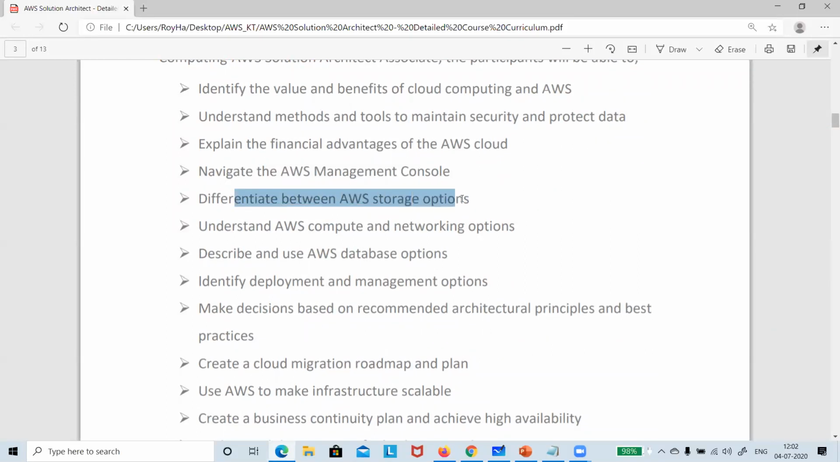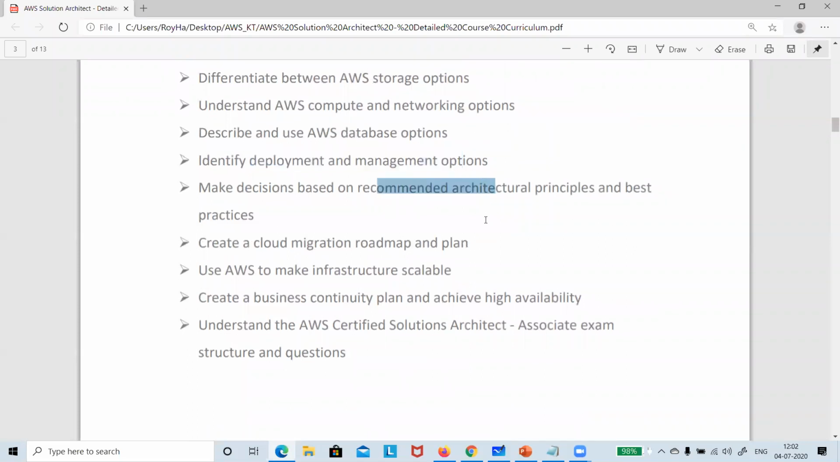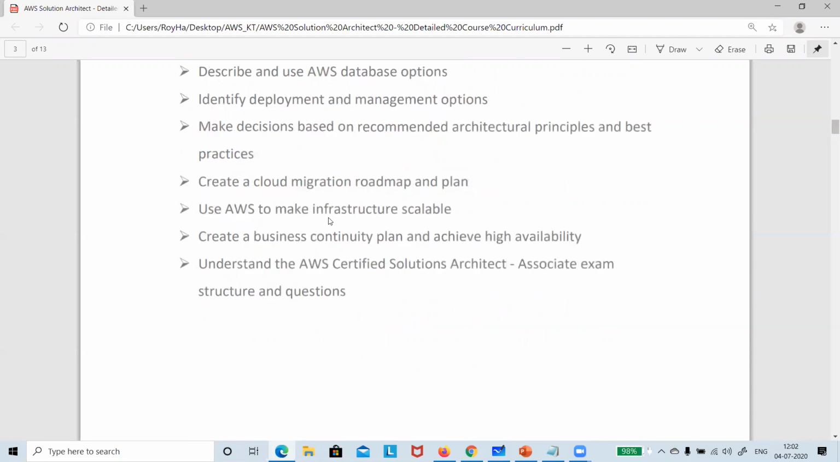So differentiate between AWS storage options. We have been discussing compute resources, networking options. Describe and use AWS database options, deployment and management options, and make decisions based on recommended architectural principles and best practices, because if you don't follow the proper design, your operational expenses will be much more than the normal legacy data center expenses, right? So always focus on the best possible design and the best practices.